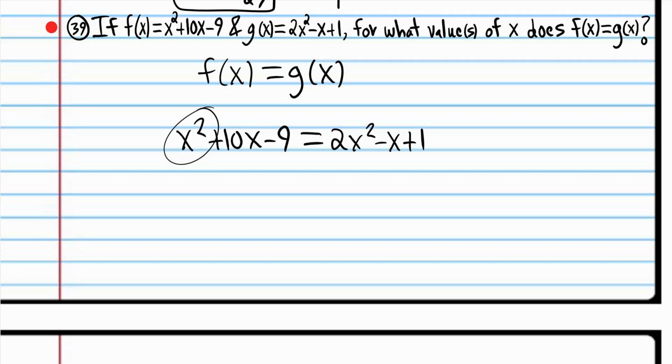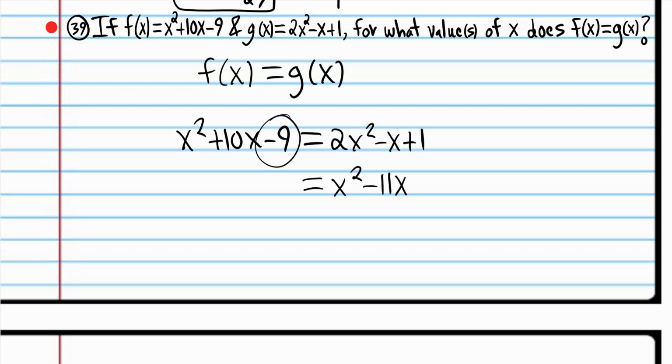So that's going to make this x squared disappear, and 2x squared minus 1x squared is x squared. Now the reason I subtracted the x squared is because I want this term to be positive. I'm then going to subtract 10x from both sides. That makes this 10x disappear, and negative x minus 10x is negative 11x.